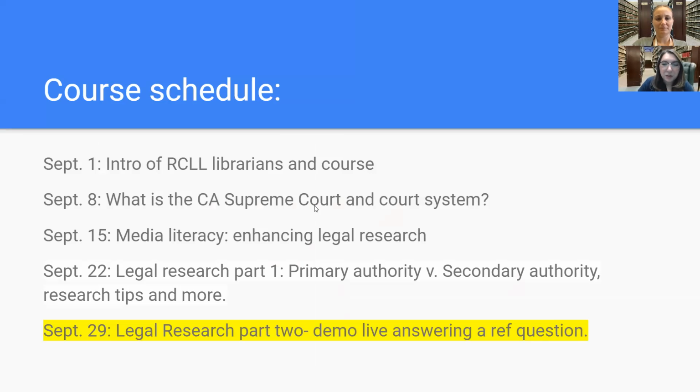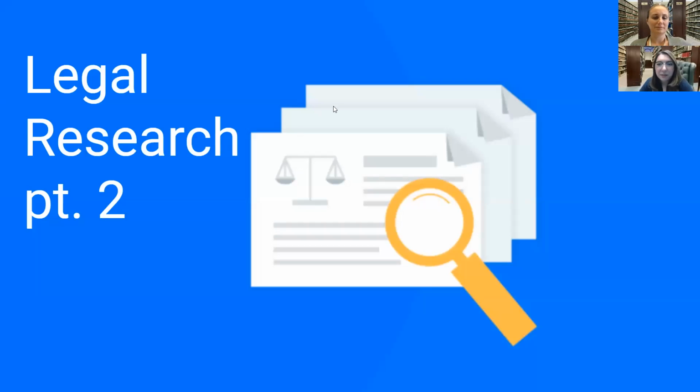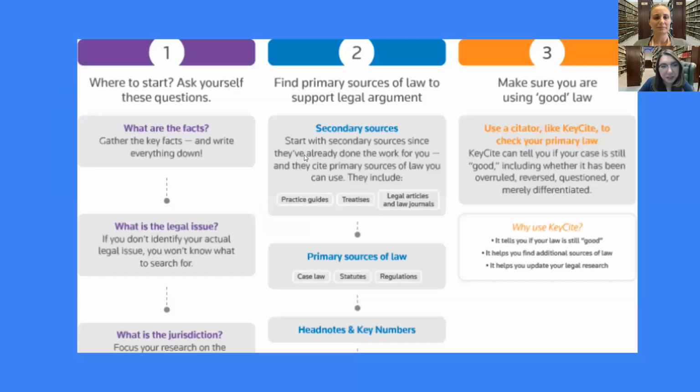And our course schedule, of course, we're on our last session today, which is a demo live answering of a reference question. And we're going to go ahead and get started with legal research part 2. So just as a refresher, as we covered last week, we covered legal facts, legal issues, different sources that you can use, and then finally determining whether or not those sources are relevant to your legal research.